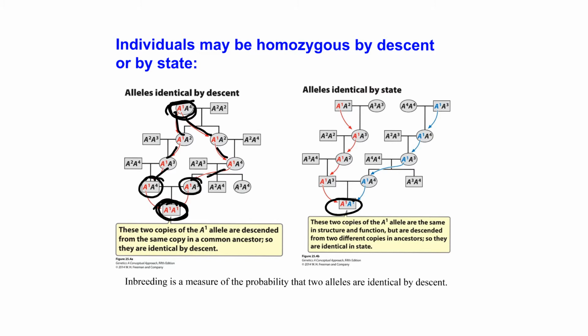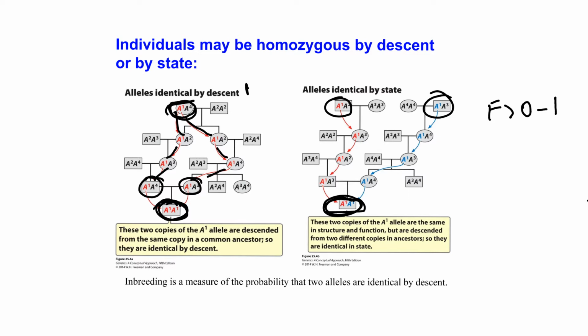However, in this case, this individual also carries two A1 alleles, and these two alleles are identical by structure and function, but are descended from two different copies in the ancestor, so they are not identical by descent but by state. Why does it matter? Because we can actually measure inbreeding, and inbreeding is measured as the probability that two alleles are identical by descent. Inbreeding is measured by the inbreeding coefficient, F, which can vary from 0 to 1.